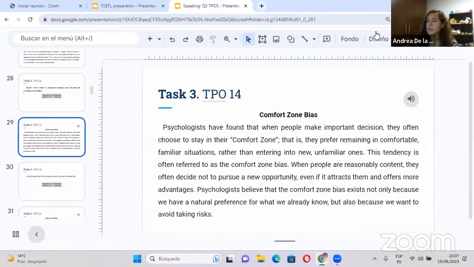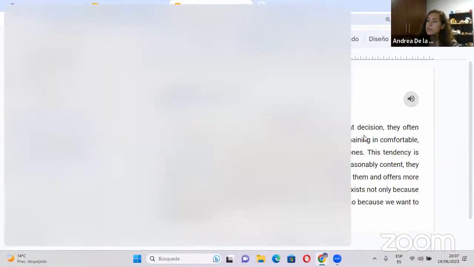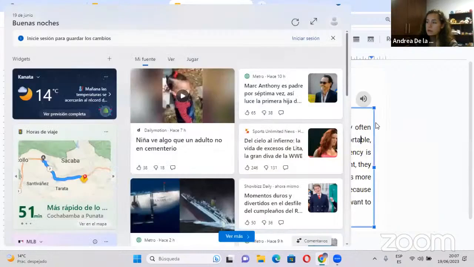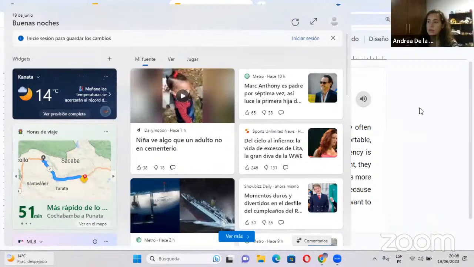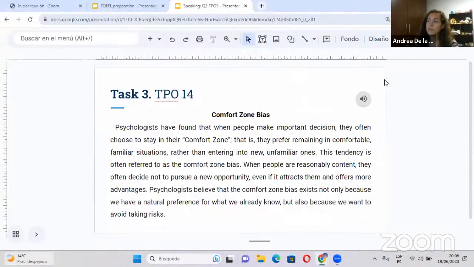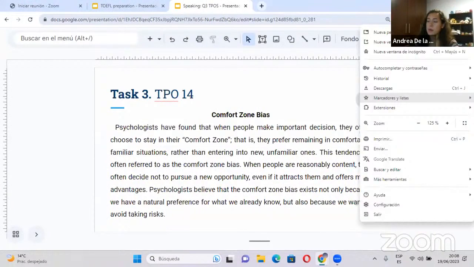Okay, guys, we're gonna start with this one. Does anyone remember how many seconds we had to read the article? 60. To read? 45. 45 to read, 60 to speak. 30 seconds to prepare.